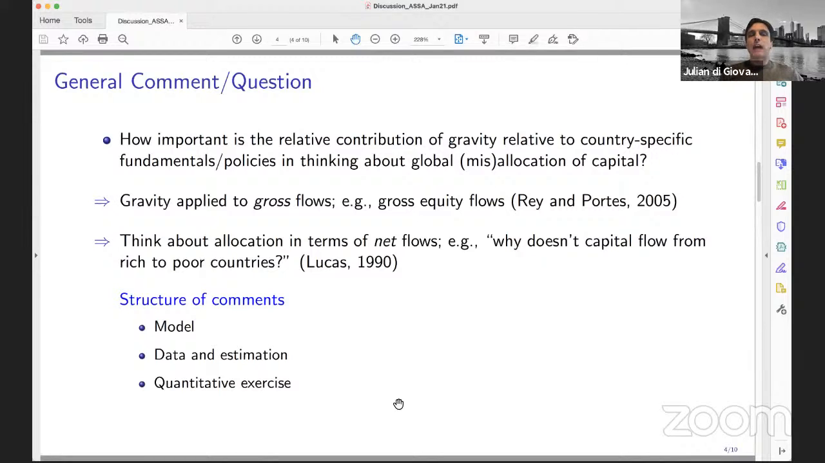On the one hand, you could think about gravity applying to gross flows, for example, gross equity flows. On the other hand, when you're thinking about allocation, both domestically or internationally, we want to think about, in some sense, net flows. For example, Lucas's classic question: why doesn't capital flow from rich to poor countries? What this paper is trying to do is bring all these ideas together, but it raises questions that I'll touch on, both in terms of data, estimation, and how to think about the quantitative exercise. So I'm going to follow up with a few comments, quibbles really, on the model, a little bit more in depth on data and estimation, and some issues on the quantitative exercise that would be great to think about a bit more.